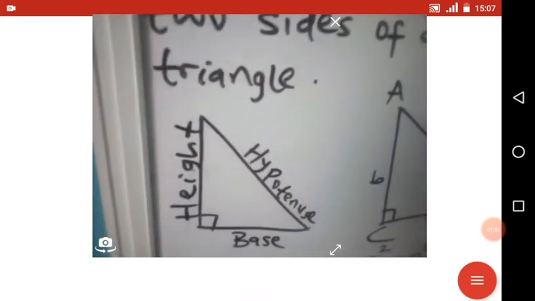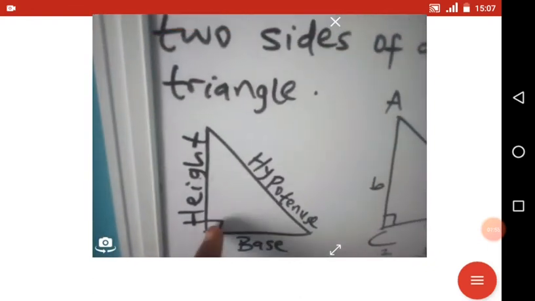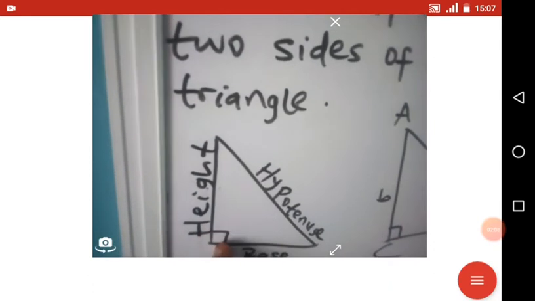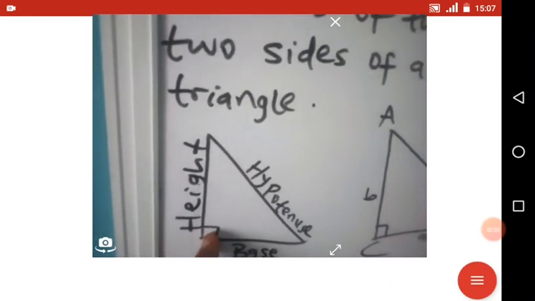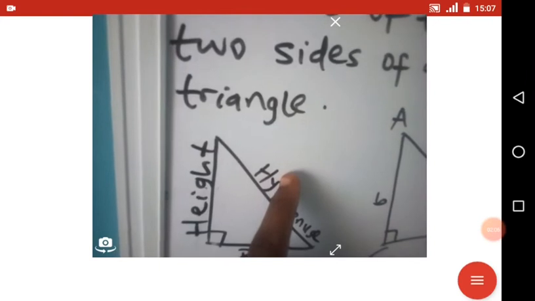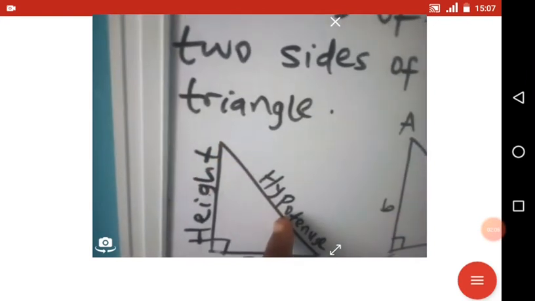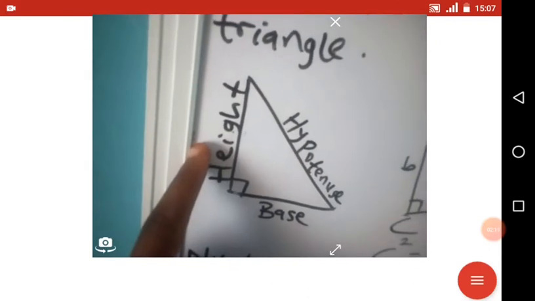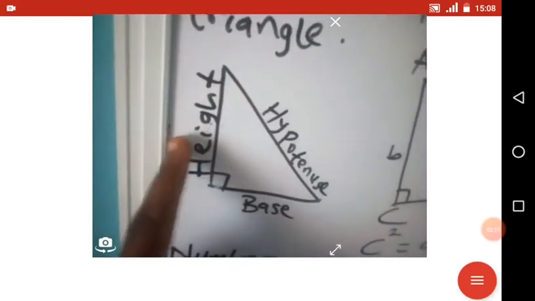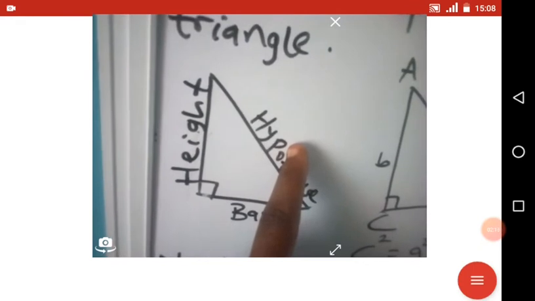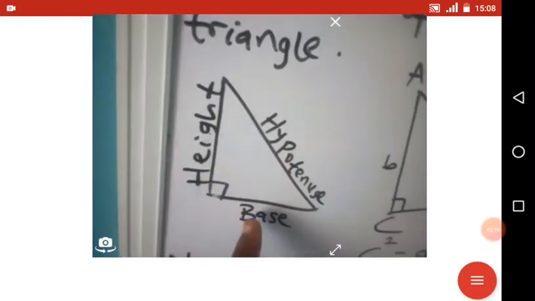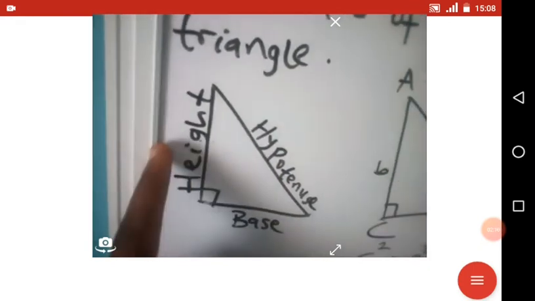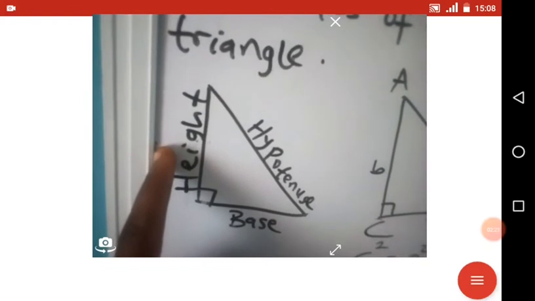This is a right-angled triangle. This mark shows that it is a right-angled triangle, and the side that is facing the right angle is called the hypotenuse. It is always the longest side. So this is the base and this is the height. Now this theorem states that if you square this side, it is equal to the sum of the squares of these two sides. Is that taken?